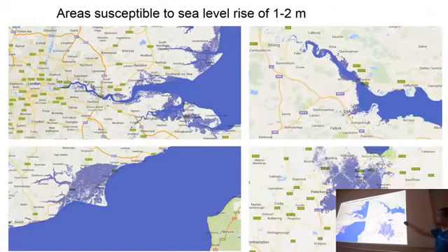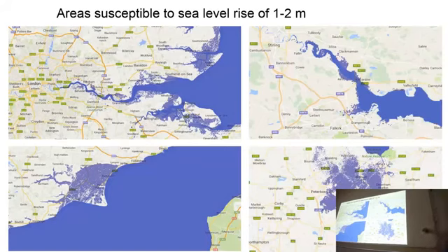Just some impacts. If we take a sea level rise of 1 to 2 meters, looking forward to the next century rather than the one we're in now, large parts of London are underwater. This is Cambridgeshire underwater. There aren't many places in Scotland where it matters, because Scotland has quite steep sides.